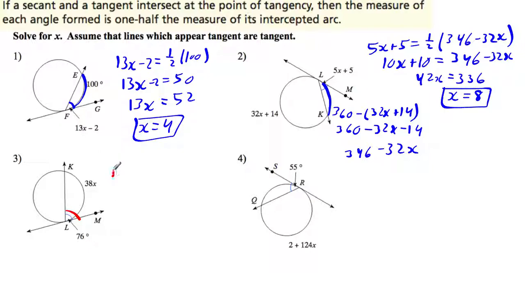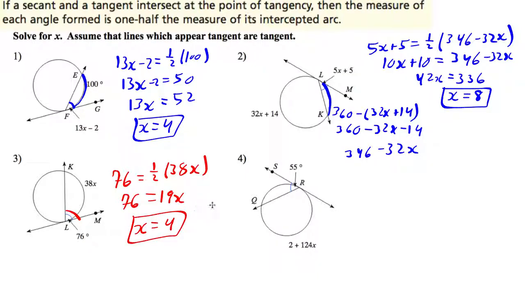The angle, which is 76, is equal to 1/2 of 38x. So that means that 76 is going to be equal to 19x. So 76 divided by 19 gives me that x is equal to 4.